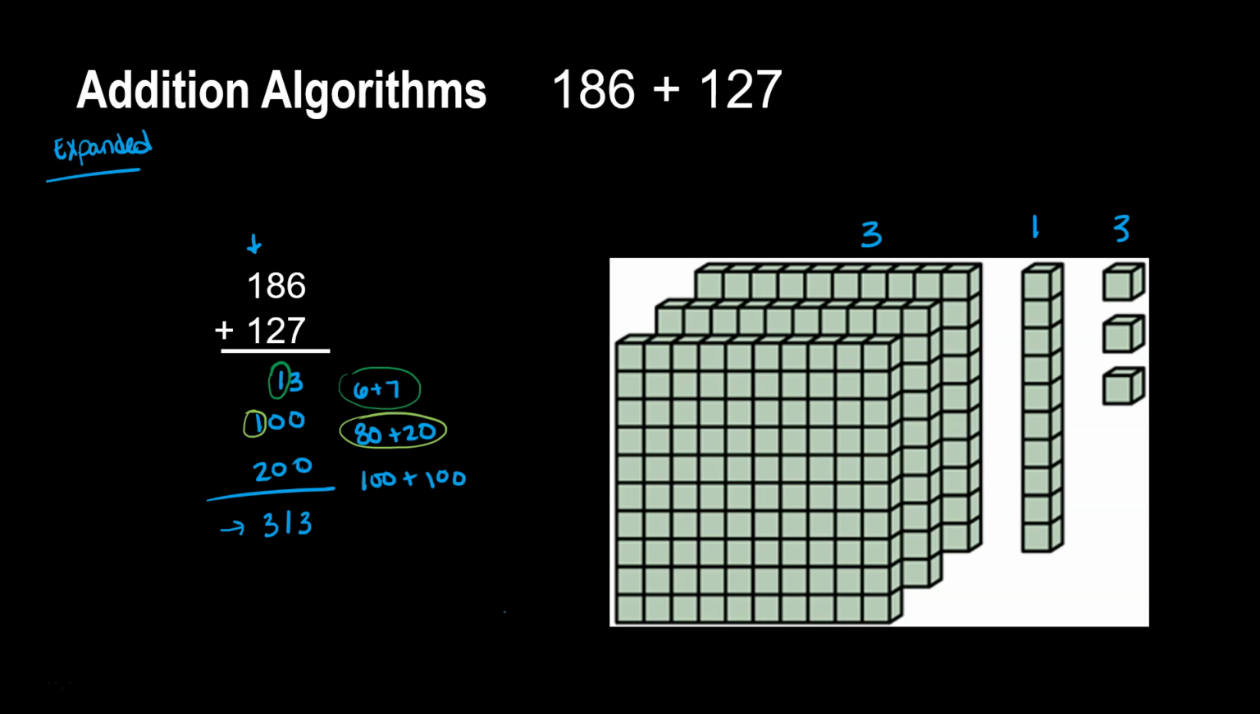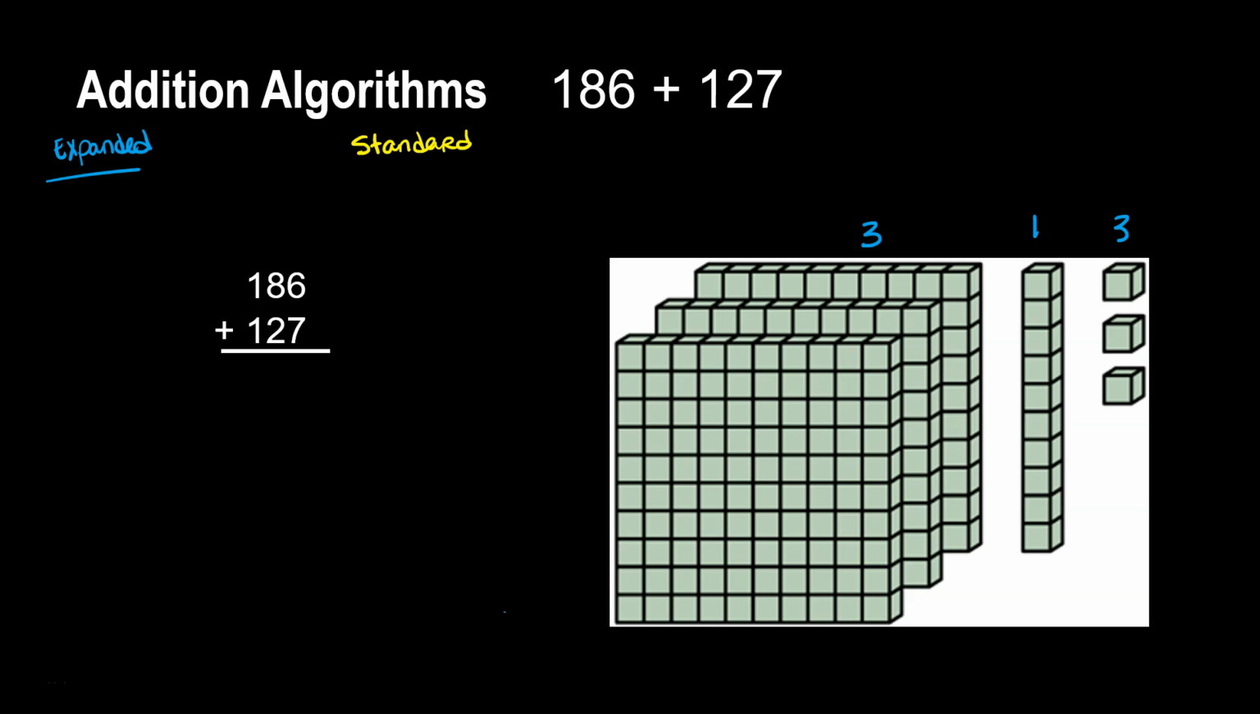Let's try this problem again, but this time using the standard algorithm. Adding my ones, 6 plus 7 is 13, but I can't write 13 down here. I write the ones digit and carry the tens. Then I add in my tens. I have 1 plus 8 plus 2, which is 11, but I can't write 11 down here. I keep the ones digit from 11 and carry the 10. And then in my last column, I have 1 plus 1 plus 1, which is 3.